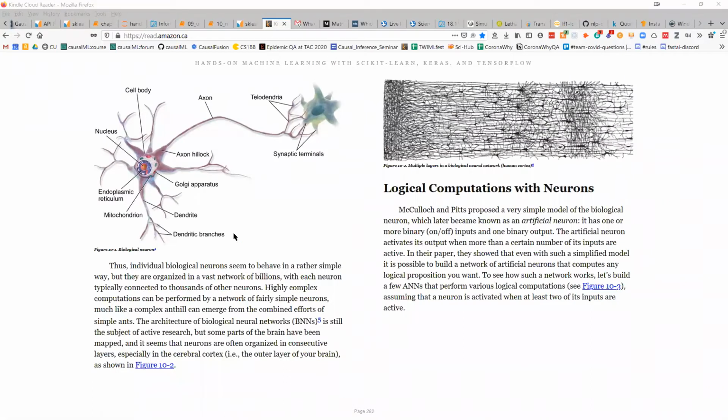I don't know a whole lot about neurons, but here's what they look like in a diagram. So let's see, somebody needs to mute themselves. Mute, thank you.